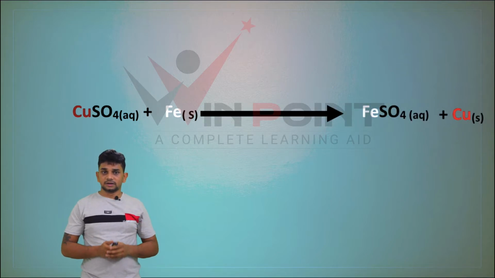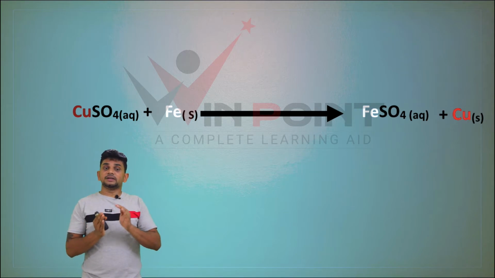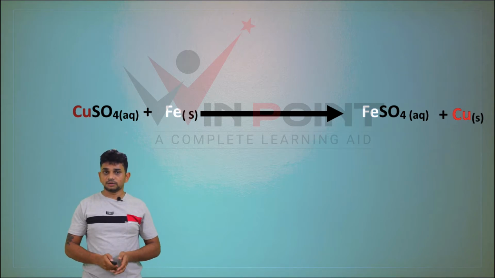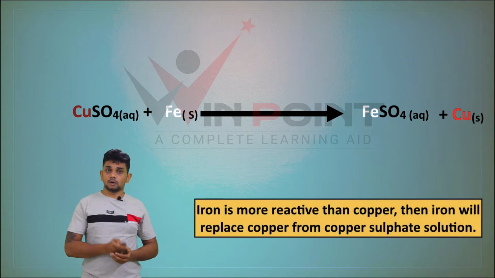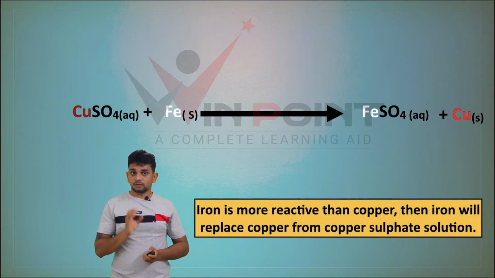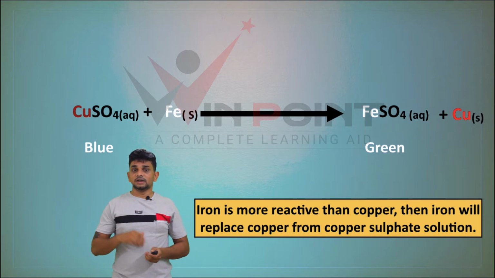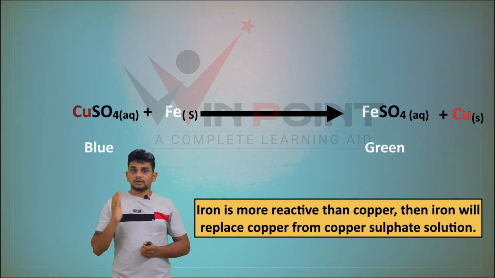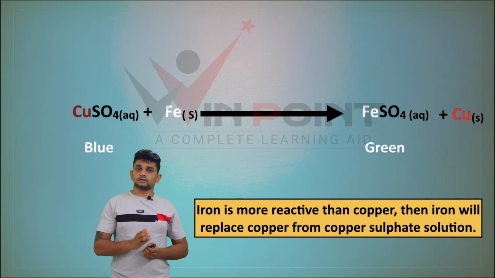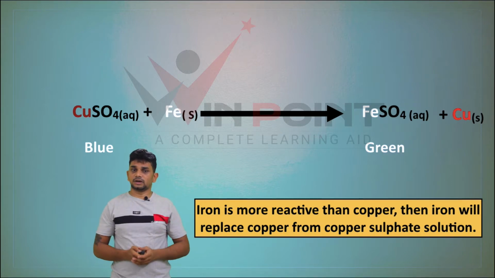What is happening here? Here Fe is replacing copper from copper sulfate because Fe is more reactive than copper. The color of copper sulfate is blue and the color of FeSO4 is green. The color of ferrous sulfate is green. What is the reason for this color change? Iron is more reactive than copper. The more reactive element can replace another element from its compound. Here, iron is replacing copper from copper sulfate. That is the reason for the color change.